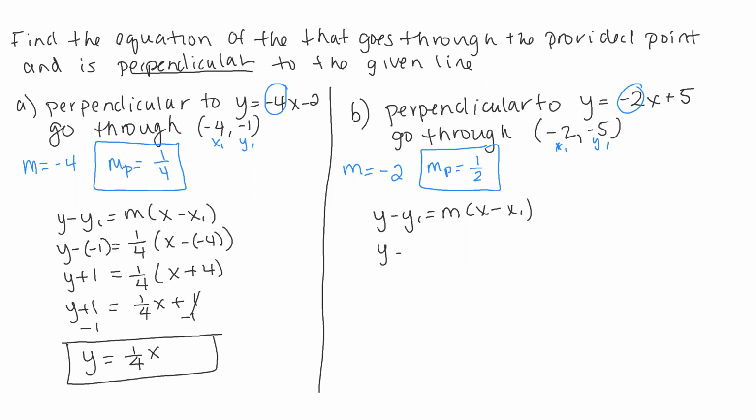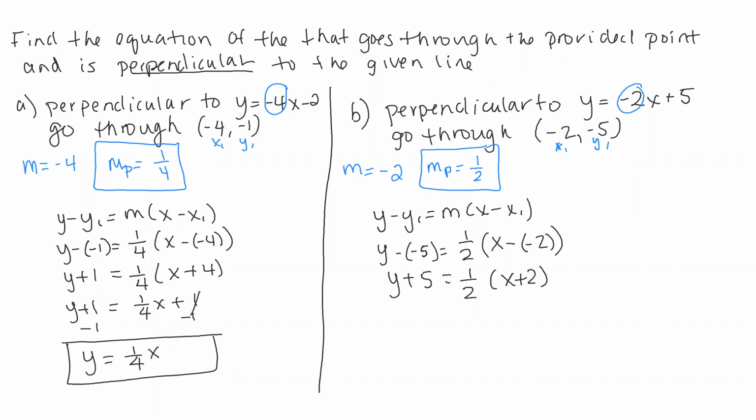So y minus y1, where y1 is -5. M, we're going to remember, we're not going to use the slope of -2. We're going to use the opposite reciprocal of that, which is positive 1/2. And I'm going to multiply that by x minus x1, which is -2. So I'm going to clean up my signs. So I really just have y plus 5 equals 1/2 times x plus 2.